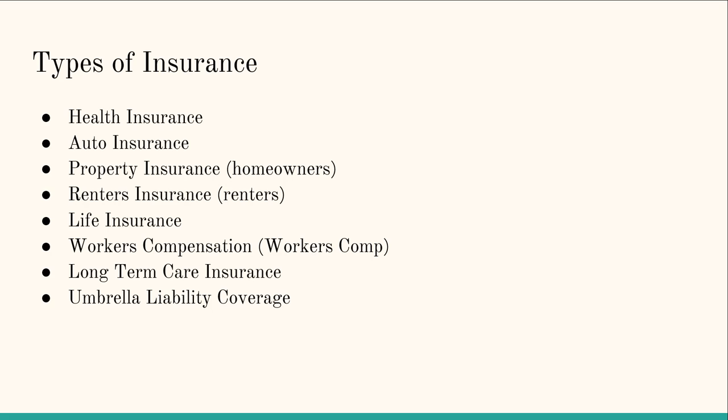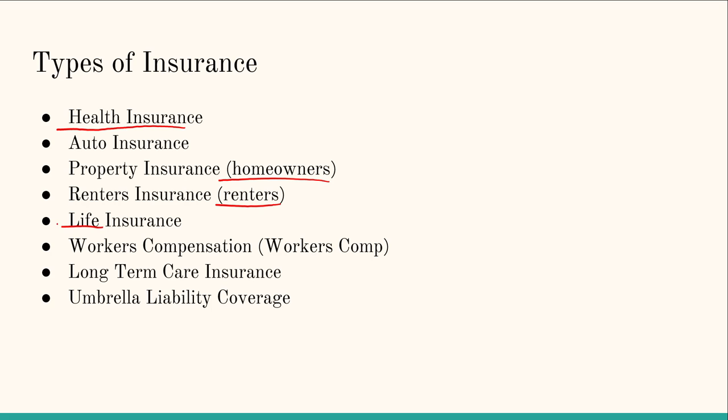Okay, so now let's talk about the different types of insurance that are most common, and the things that you'll most commonly have to deal with. Health insurance is obviously a very common one that people are going to have to have. I think most people are already somewhat familiar with health insurance. Auto insurance, that's something we have to have if you have a car. Property insurance has two different classes: homeowners insurance if you own the house, and renters insurance.